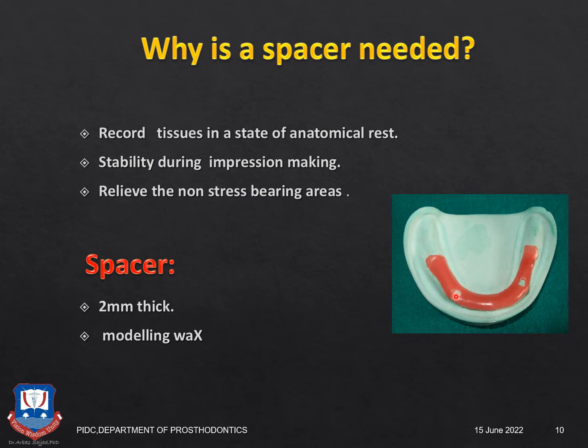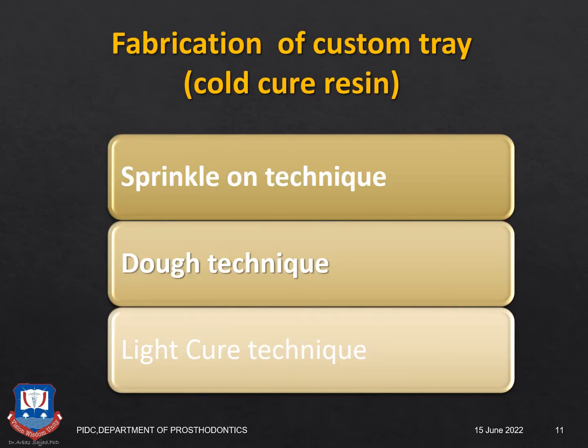So a spacer is made with a modeling wax or a base plate wax, and it should have a uniform 2 mm thickness. As we have already discussed the materials used for the fabrication of a custom tray, when it comes to the self cure or cold cure acrylic, that is polymethyl methacrylate, these are the different techniques that can be used.